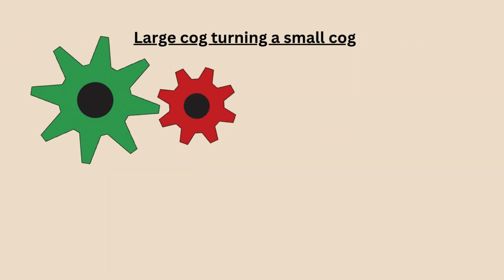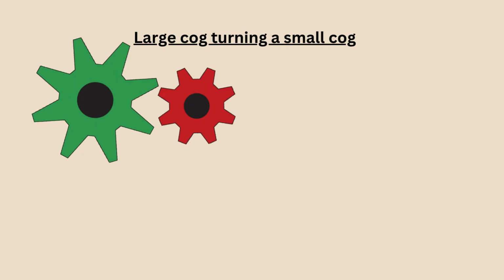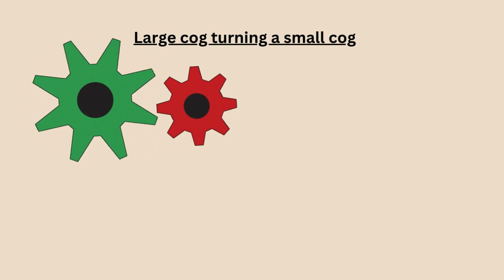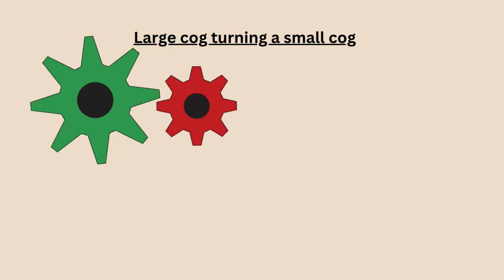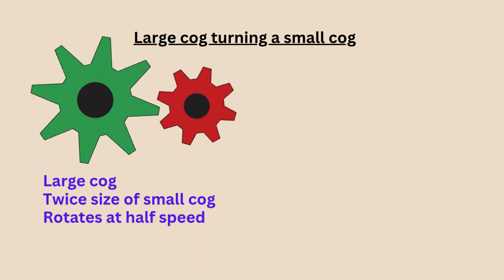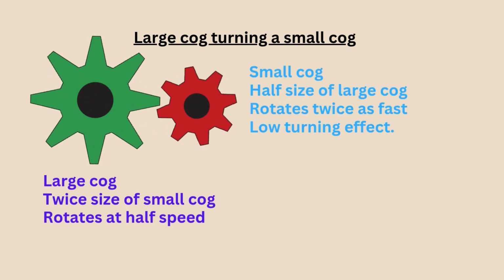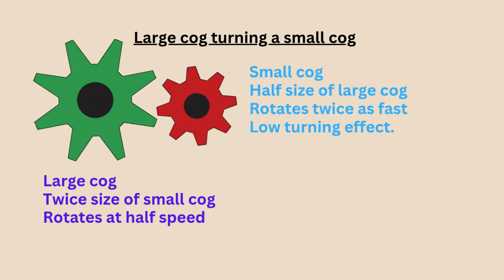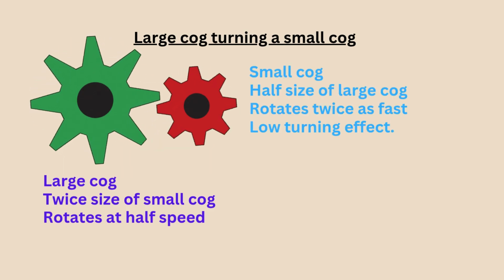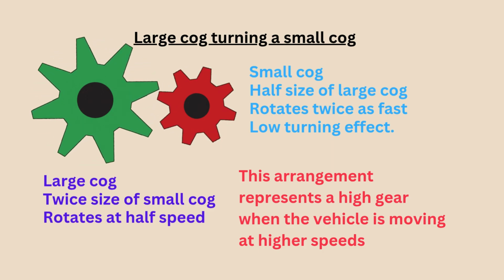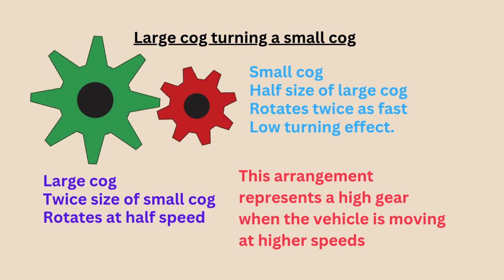In the case that a large cog is turning a small cog, so this large cog is connected to the engine, but the small cog is connected to a wheel. The large cog is twice the size of the small cog, so it rotates at half the speed, and the small cog is half the size of the large cog, so it rotates twice as fast but with a low turning effect. So this arrangement represents a high gear where the car is moving along the road at a very high speed.